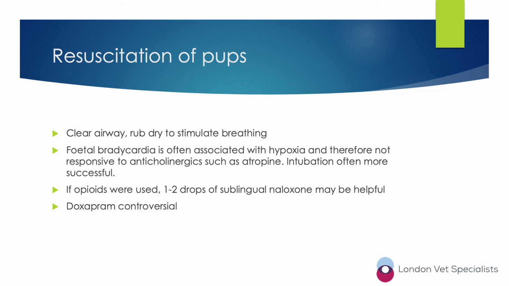If you did give opioids before the pups were removed and they are bradycardic, then you can consider reversing that with naloxone, if you have it available in the practice, and this can be given sublingually, just 1 or 2 drops from a 1 ml syringe. Previously, people have used doxapram to try and stimulate breathing, but there is some controversy as to whether that's effective, and in fact it may increase the oxygen demand in the brain, which, if the animal is hypoxemic, may worsen the pup's viability.